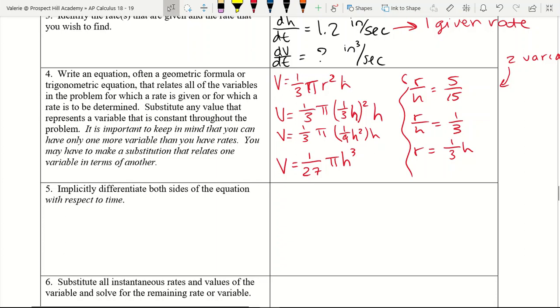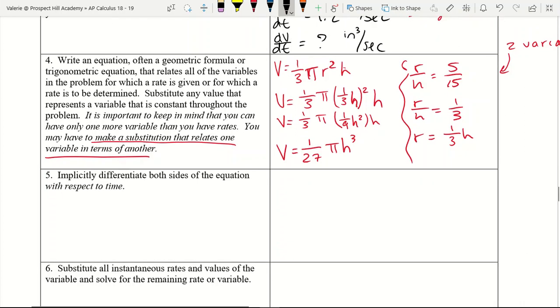Okay, so now, because I have made a substitution that relates one variable in terms of another, I've changed the formula a bit, which means I now have to implicitly differentiate, and it's not already on page 119. So I'm going to implicitly differentiate this volume formula.